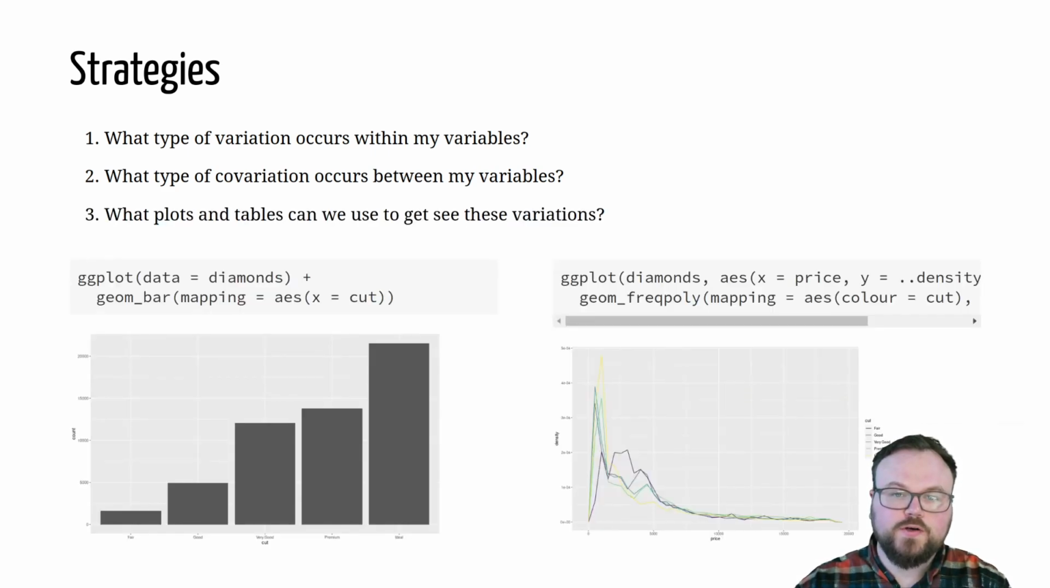I would add a third point to this. I think we should also think about what plots and tables we can use to get to these variations. This is of course also done in the book, but I just wanted to highlight that rather than starting with the raw data, you could also start with your toolbox, with the things that you've already learned in this course, and then just iterate over them and see what is applicable to your specific data set.